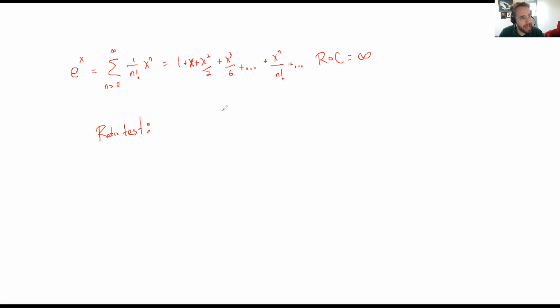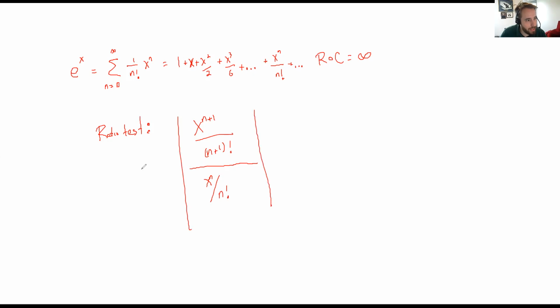we are going to look at the n plus 1th term. Okay, sorry about that. Let's try that again. By the ratio test, this is going to be equal to, we'll take the n plus 1th term, so that's x to the n plus 1 divided by n plus 1 factorial, and then we will divide that by the nth term, so that's x to the n over n factorial. We'll take the absolute value, and we'll take the limit as n goes to infinity.